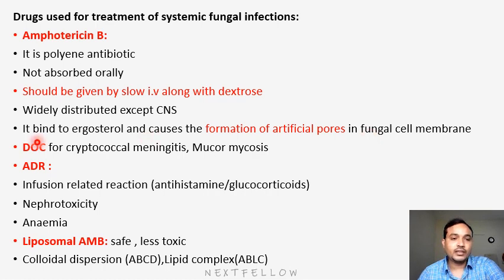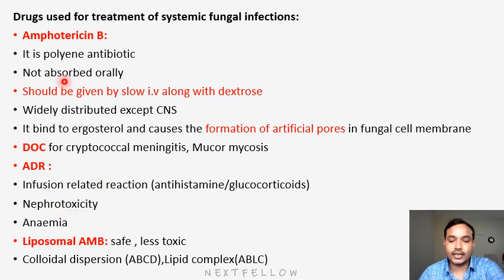It is the drug of choice for cryptococcal meningitis and mucormycosis. ADRs will be infusion-related reactions, because these are highly toxic drugs. So we have to give it very slowly, and we have to give drugs like antihistamines and glucocorticoids before infusion as precautionary drugs to prevent the inflammatory reaction. Amphotericin B is also nephrotoxic, obviously a toxic drug, and it will cause anemia also.